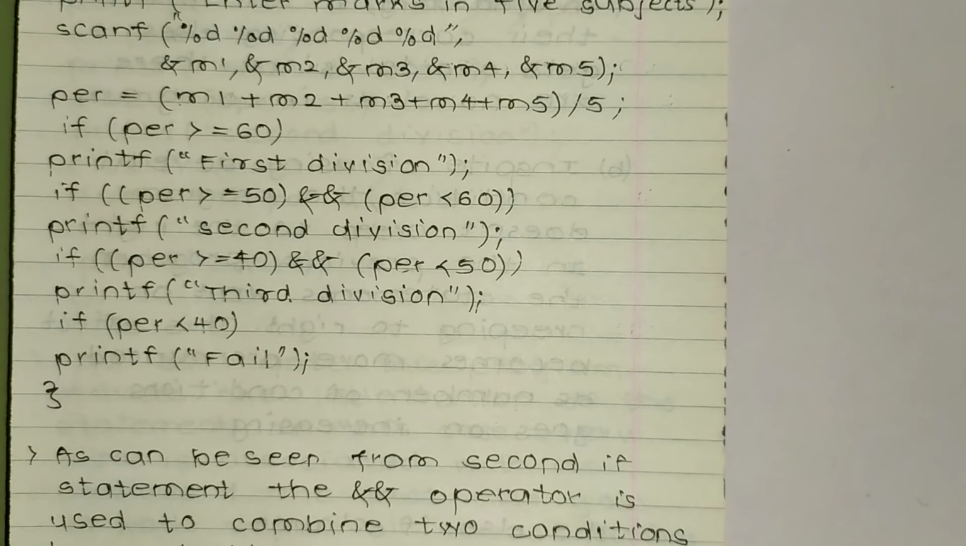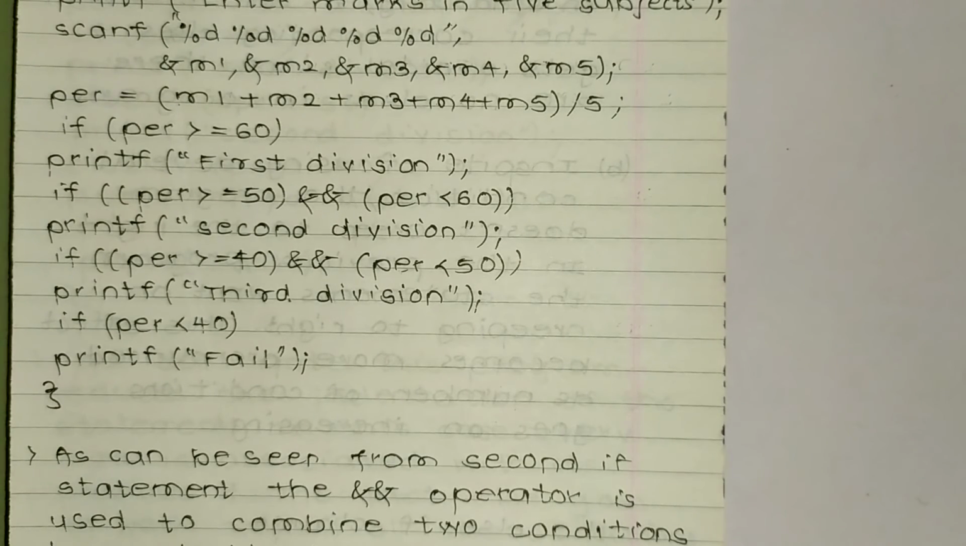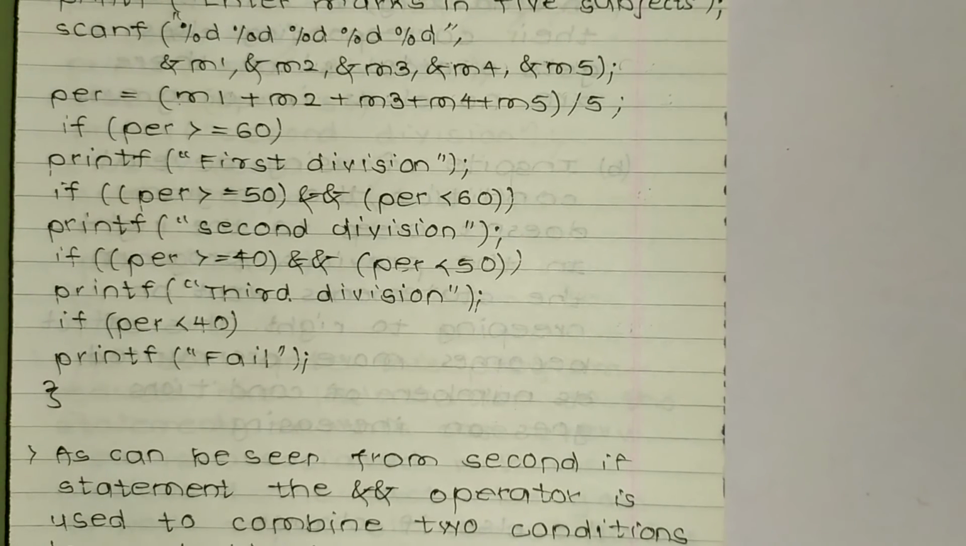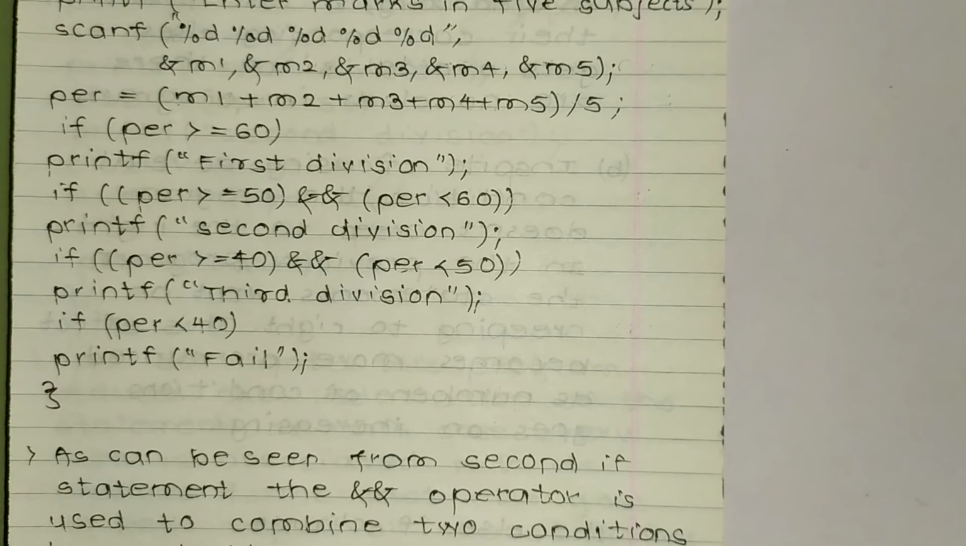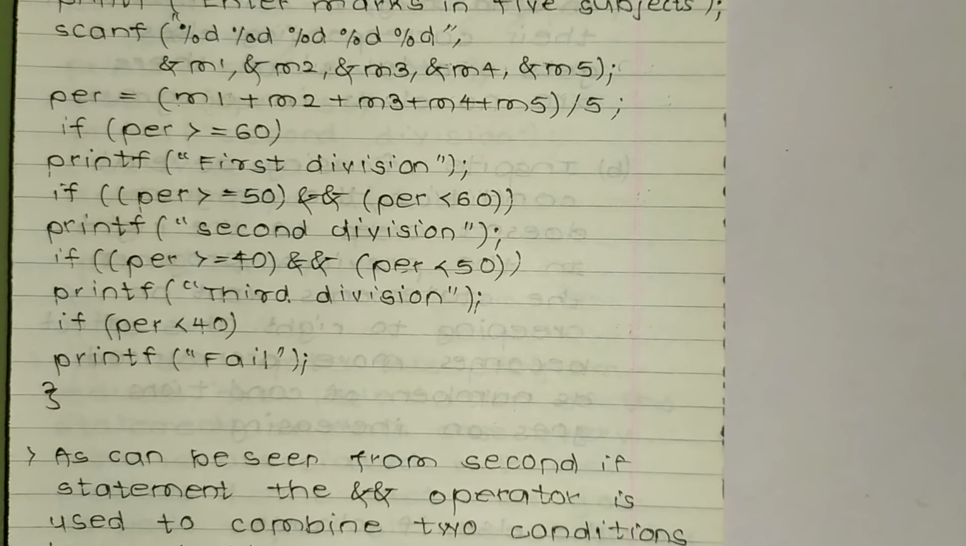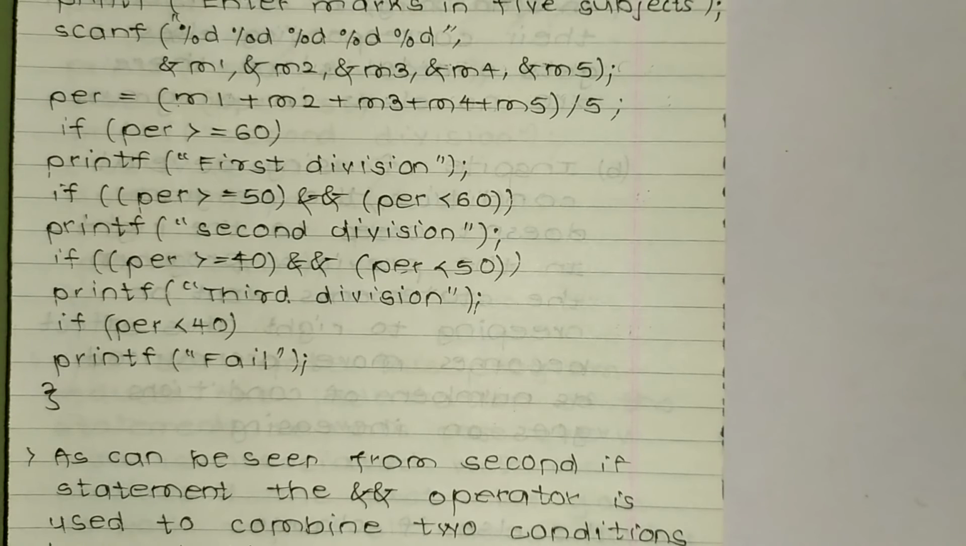So here in this program we have used the logical operator and. For defining if the percentage is between 50 and 60, we used and, and thus we printed second division. To define that the percentage value is between 40 and 50, we used per 40 and per 50, and we wrote third division. So we used logical operators.